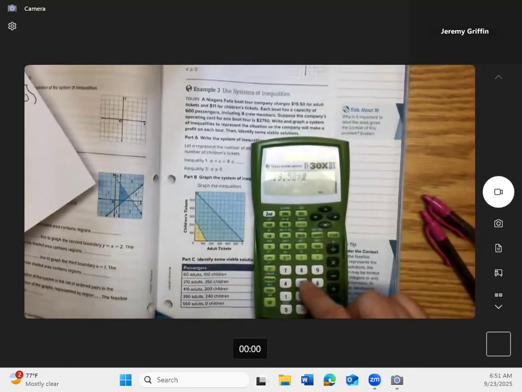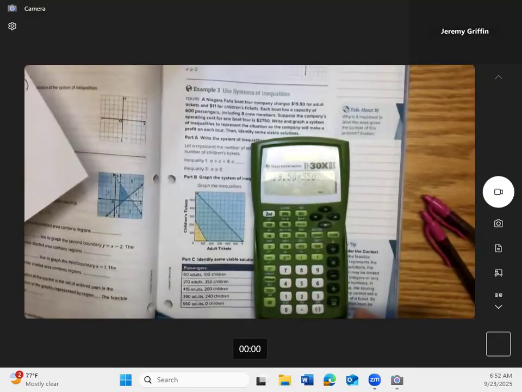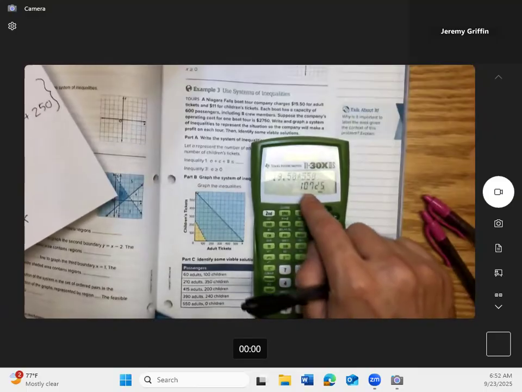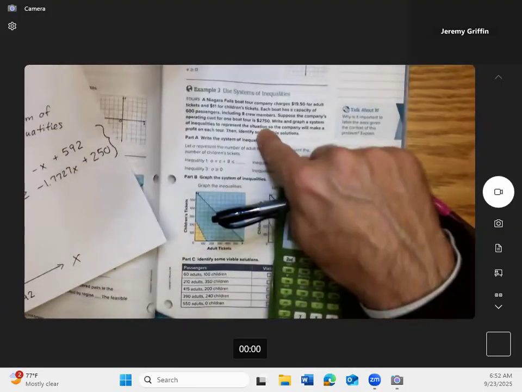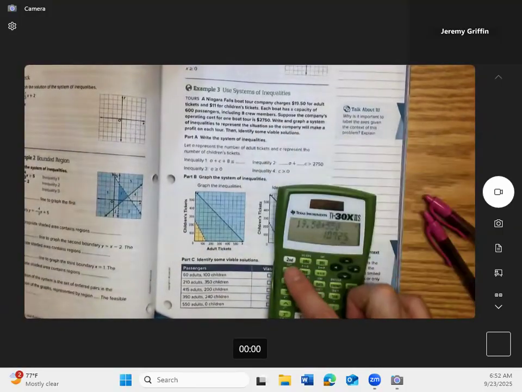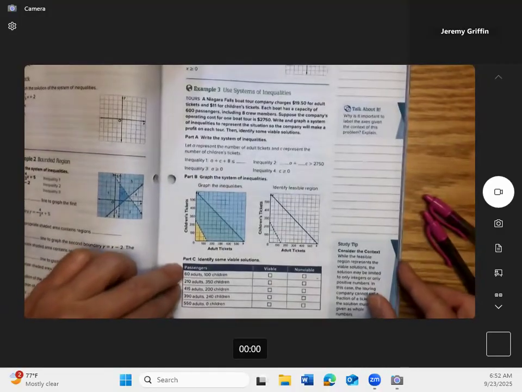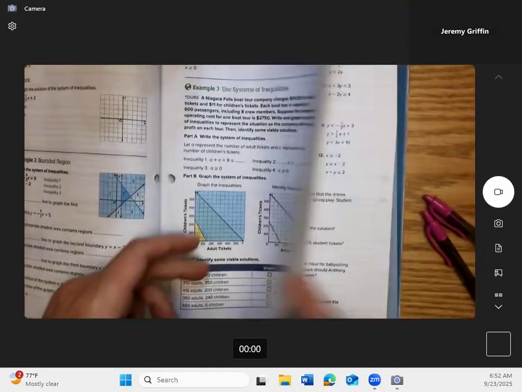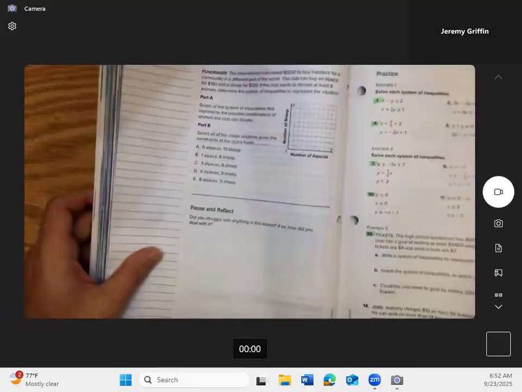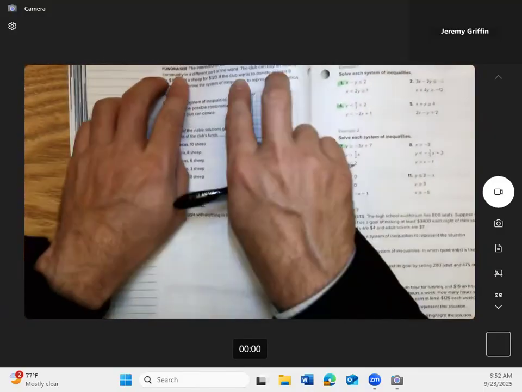$19.50 per adult ticket for 550 adult tickets, plus zero for the children. Yeah, $10,000. $10,000 is definitely more than 2,000. So yeah, that would be viable. So I checked three of these. Two of them I checked didn't work, and then this last one checked out. It worked.